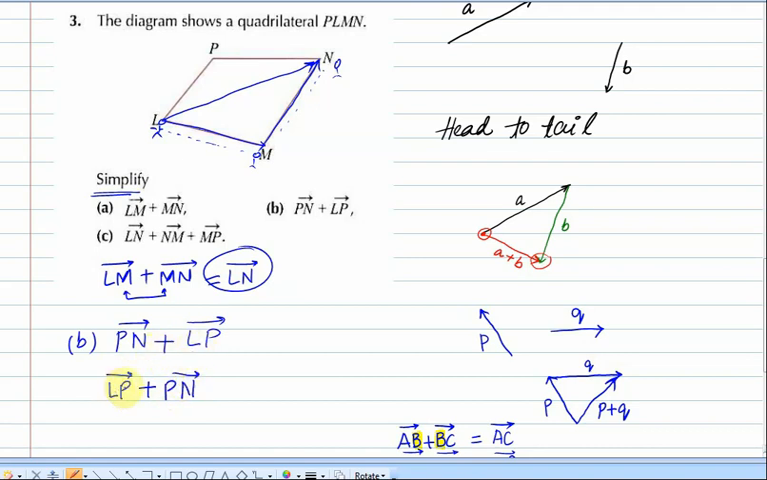We are not changing the direction. We are just rearranging, like if I say 2 plus 3, instead of 2 plus 3 I will write 3 plus 2, so it won't affect the answer, right? Both give the value of 5. So if I write LP plus PN, now I know that since these two letters are the same, it will equal LN. That is just about the arrangement of the vectors. If you write in this way, it won't affect, right?